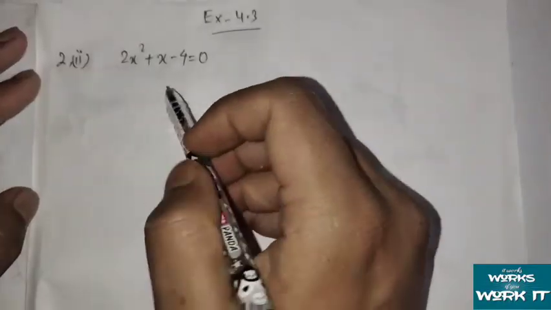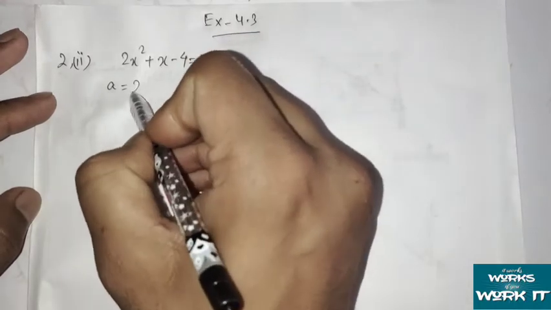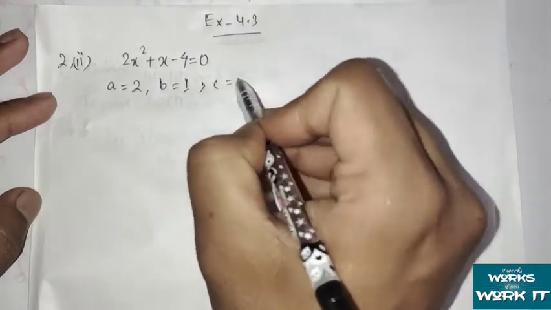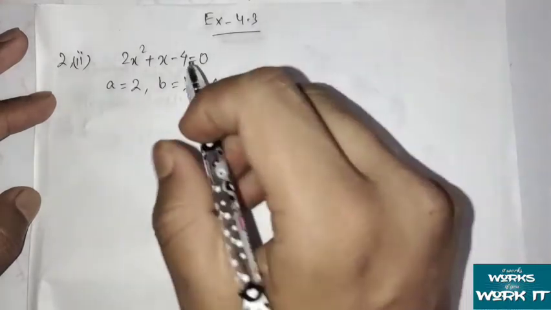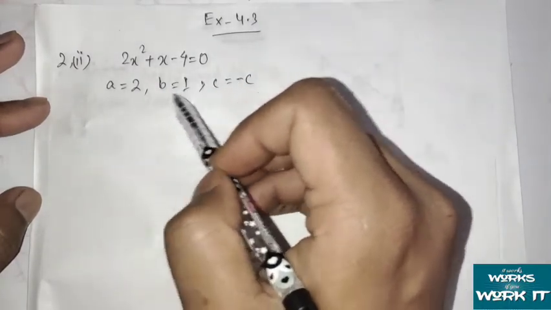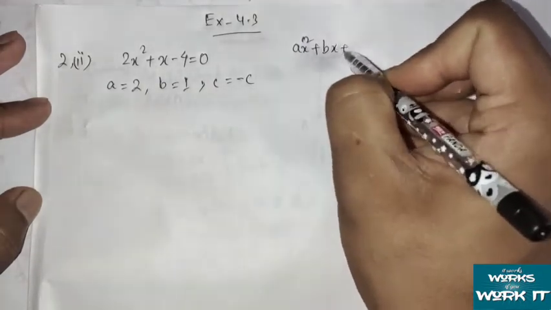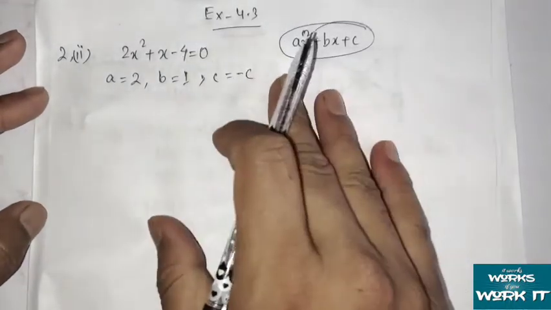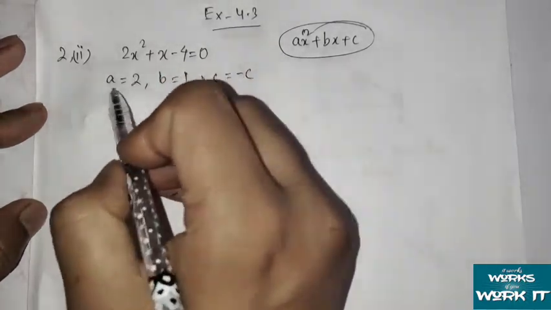Okay, so next equation is 2x square plus x minus 4 equal to 0. Now again we will pick up a from here, that is 2, b is 1, and c is how much? Minus 4. So we need to compare the standard form of quadratic equation in order to bring up a, b, c. And standard form was what? Ax square plus bx plus c. Don't forget to use the sign here, whatever number has in it, minus sign. So we are getting this one.